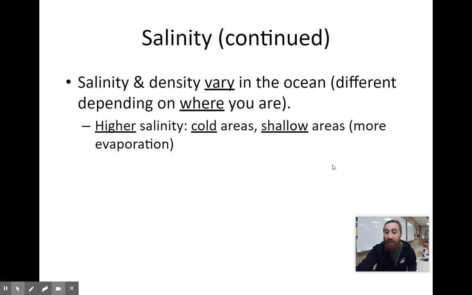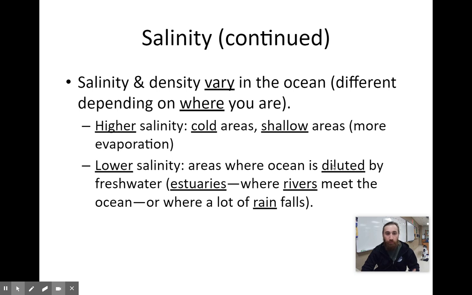If you've ever left a can of pop out for too long, your can of pop will evaporate all the liquid out of it, but you'll be left with that sugary, caramely, gross stuff on the bottom of it. That's because that shallow area is able to evaporate a little bit quicker, and you have a more noticeable change there.